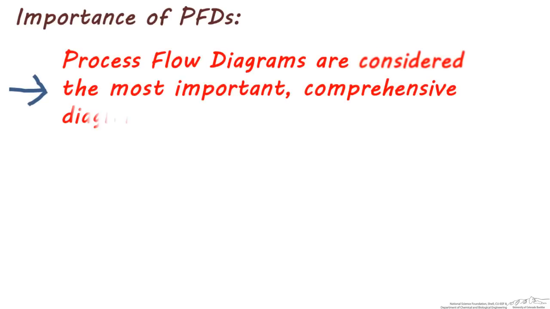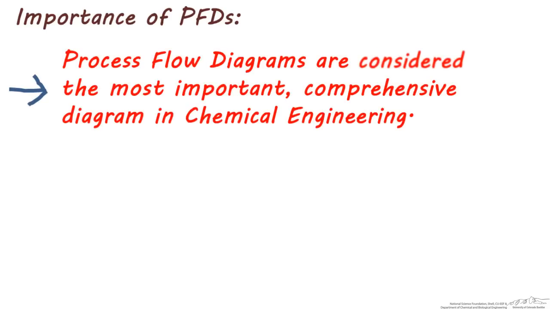Let's discuss why process flow diagrams are vital to chemical engineering design. Because there's so much usable information, process flow diagrams are considered the most important comprehensive diagram in chemical engineering. In process design, you will most likely spend the bulk of your time building and optimizing a process flow diagram.